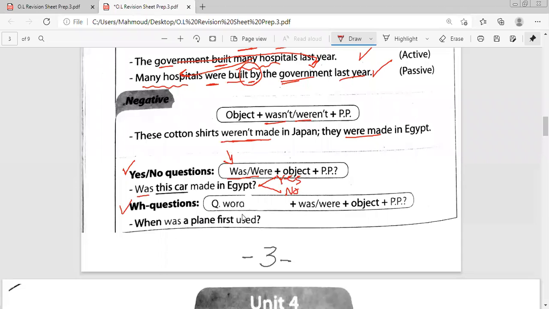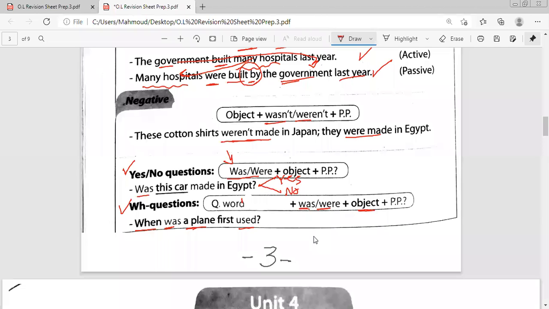We can use also the WH questions in the past simple passive, by using the question word, like when. When was a plane first used? When was, you will put after that was or were, and then the object, a plane, and then the past participle. When was a plane first used? Where was this bag made?